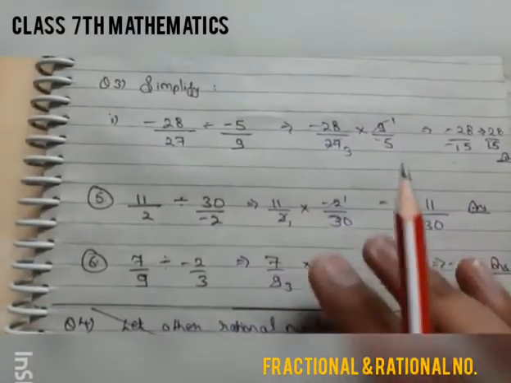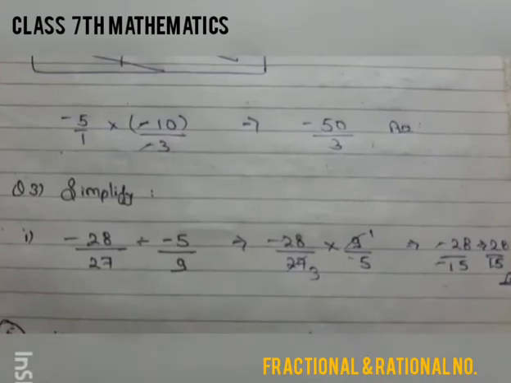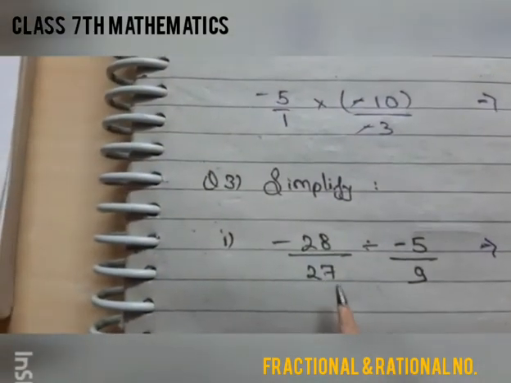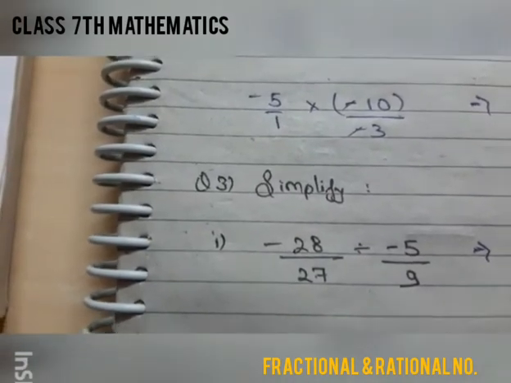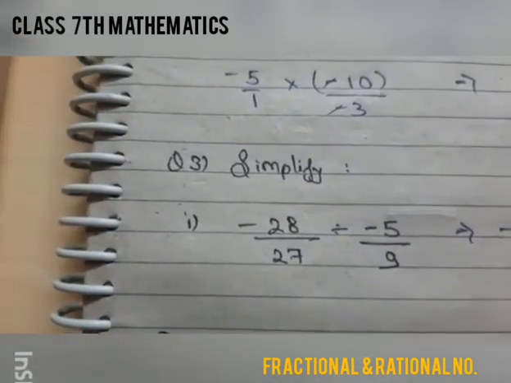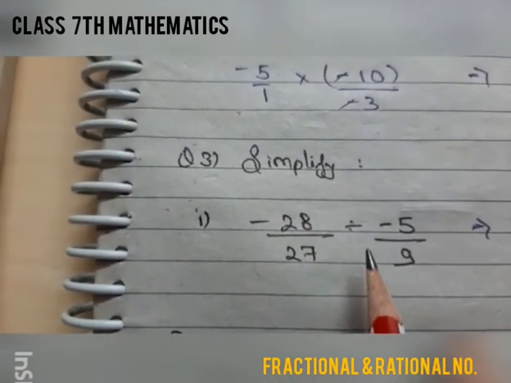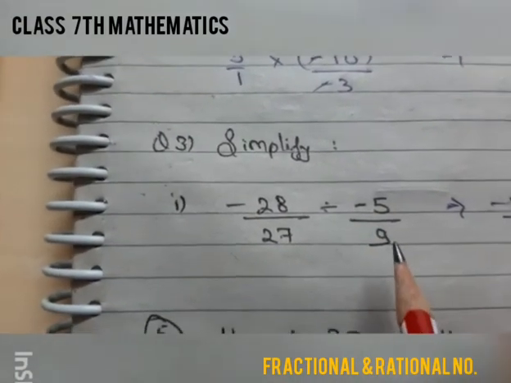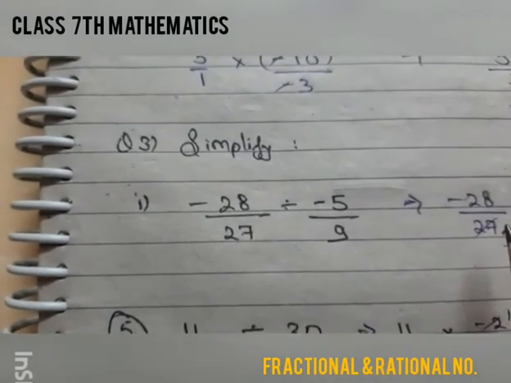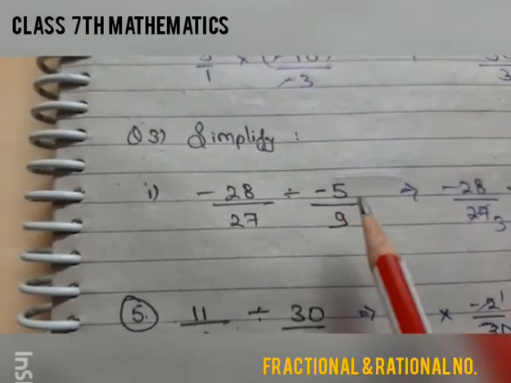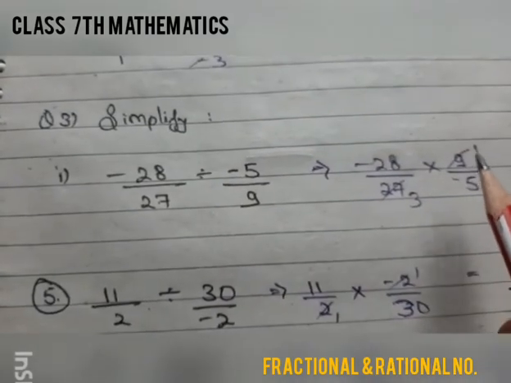Now next question, question number 3, simplify. Again same format, minus 28 upon 27 divided by minus 5 upon 9. Once again, how will we solve it? First number into multiplication inverse of second number. That means minus 28 upon 27 into, what will be the reciprocal of this? 9 upon minus 5. 9 upon minus 5.